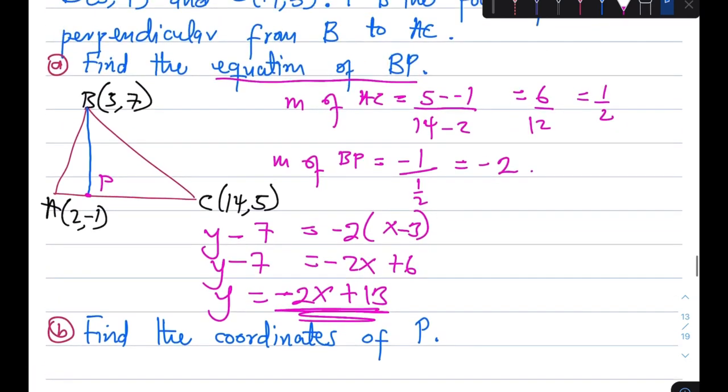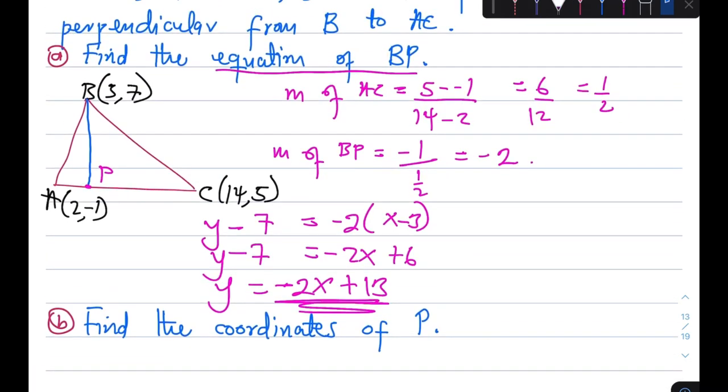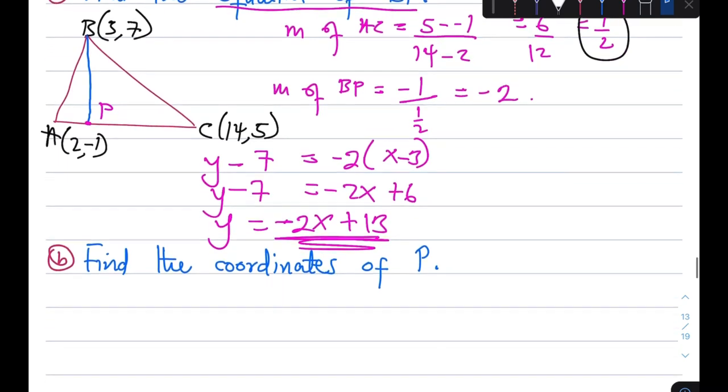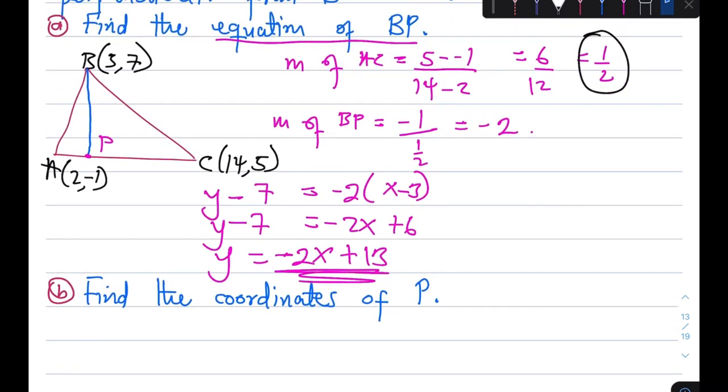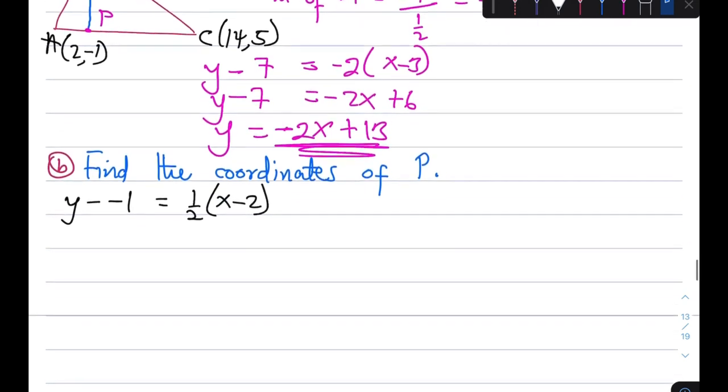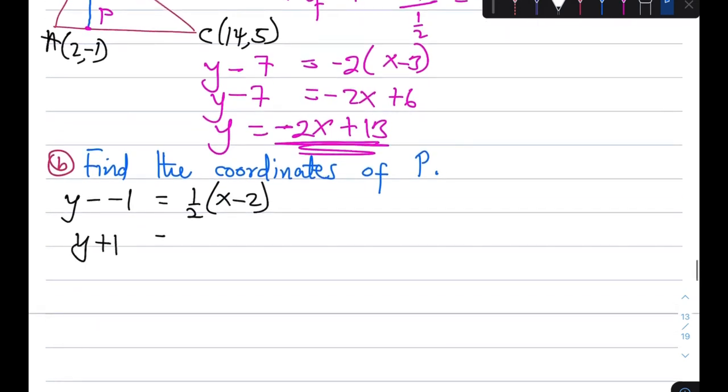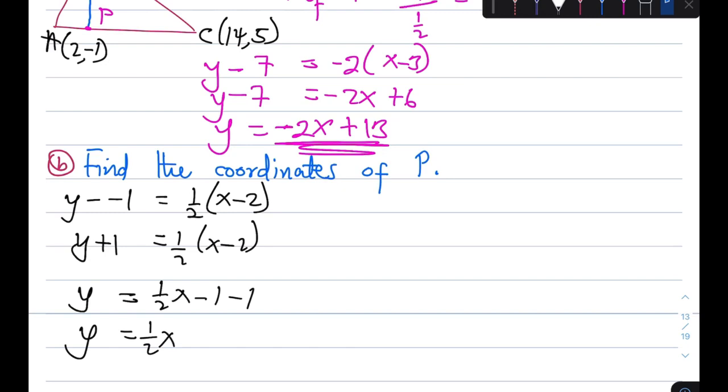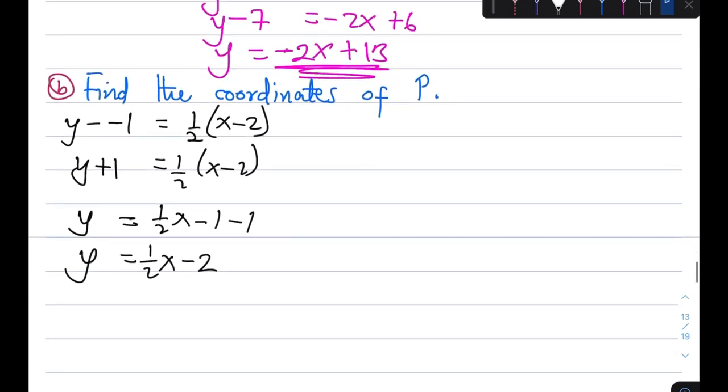So we have already found the gradient of AC and we got half. So we can use that to find the equation of the line. Well, let's use the coordinates of A. So y minus minus 1 is equal to the gradient, which is half, into bracket x minus 2. All right, and this will give us y plus 1 is equal to half x minus 1, giving us y is equal to half x minus 2.